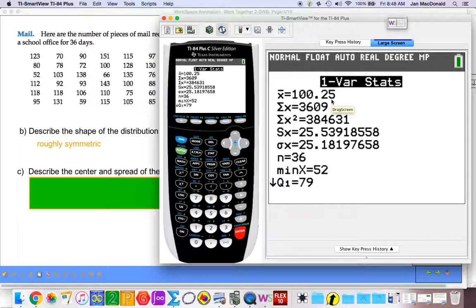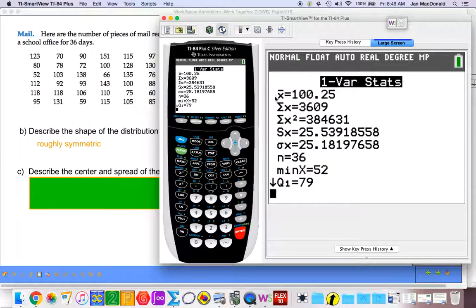So on average, the school received about 100, we would put 100.25, but we know it's 100 pieces of mail. And with a variability of about 25 pieces of mail. So, somewhere between 75 and 125 would be an expectation. So that's what that means, the variability, the spread about the mean, okay? So because our data was roughly symmetric, we're going to use the mean to represent the center and the standard deviation to represent the spread.